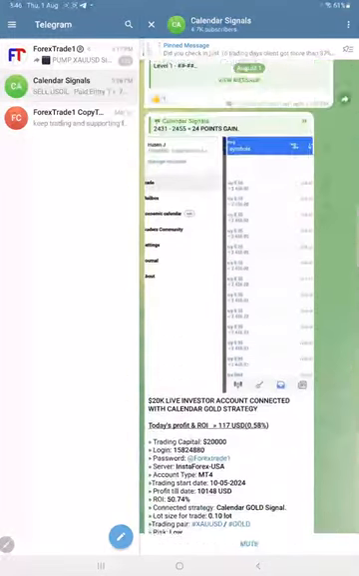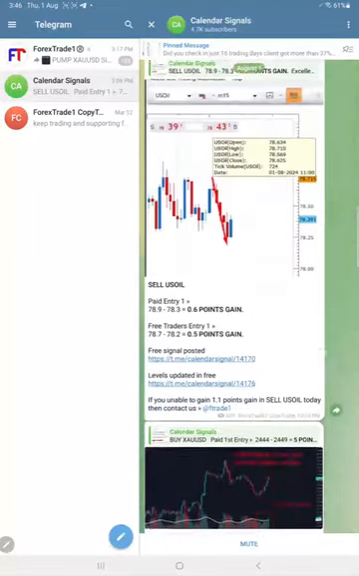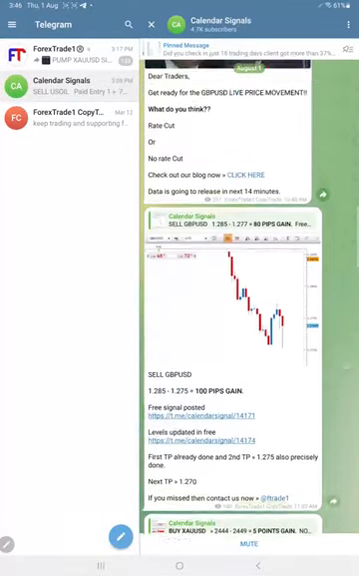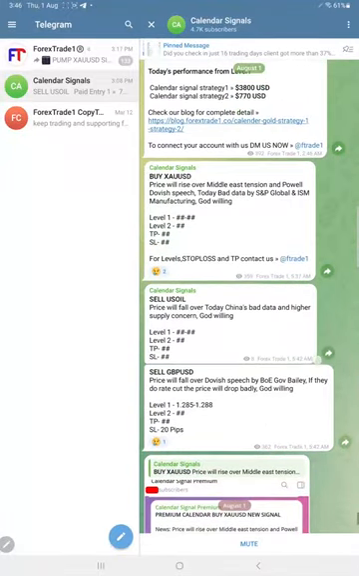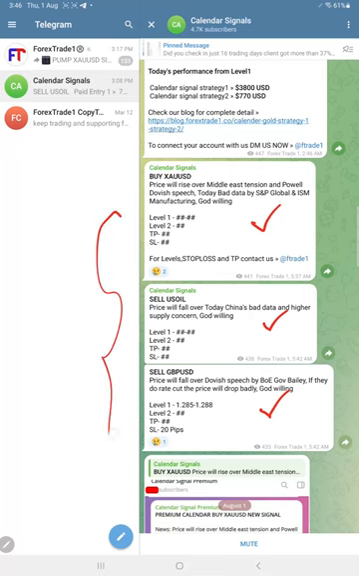Here is a performance for today's calendar signals. Today's date is 1st of August, and today we gave these three signals: buy gold, sell oil, and sell GBPUSD. These three signals we gave.